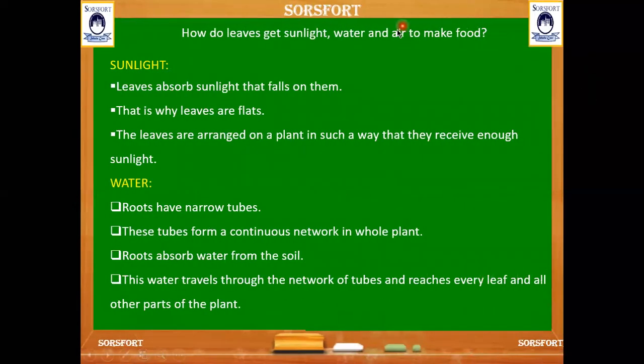How does the sunlight come to the plant? Leaves absorb sunlight that falls on them. Every plant has a flat leaf arranged such that it can receive the sunlight. And for the water, roots have narrow tubes in them. These tubes form a continuous network in the whole plant, so once the root absorbs the water from the soil, the water travels through the network of tubes and reaches every part of the plant.